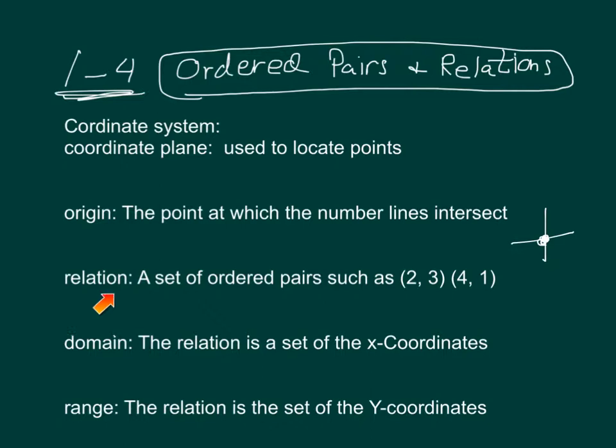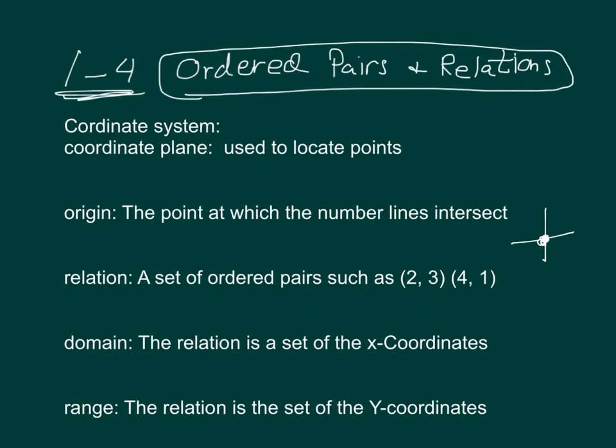Next is the relation. It's a set of ordered pairs, such as 2, 3 or 4, 1. Any pair like this, right here, 2, 3, that is going to be a relation.